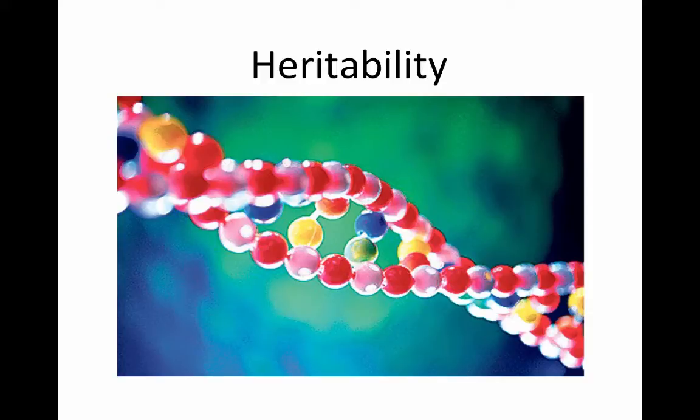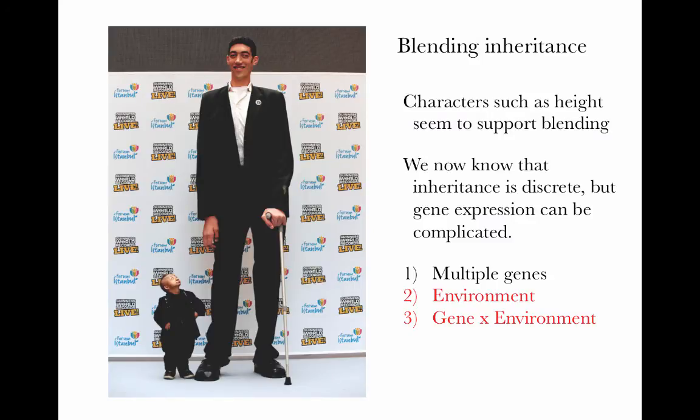And so what do I mean by "to some extent heritable"? Remember that when we talked about blending inheritance, we said that more complicated, continuously varying traits such as body height in humans can give the appearance of blending inheritance because of fairly complicated inheritance patterns. So we know inheritance is discrete, but gene expression can be complicated. It can be controlled by multiple genes. There can be an effect of the environment, and the genotype and the environment can also interact in complicated ways that make it difficult to understand the heritability of certain traits.